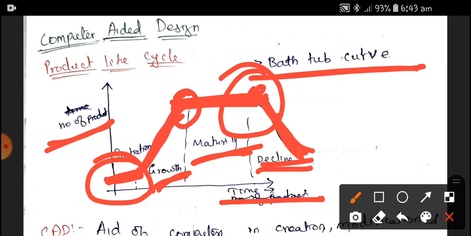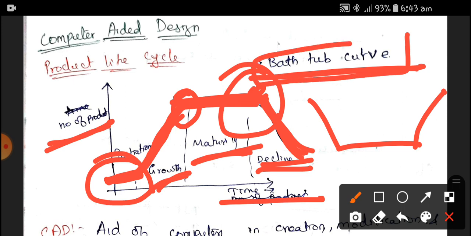So it is like a bathtub. We know that a bathtub is like this. So this curve is the inverted bathtub. That is why it is called a bathtub curve.